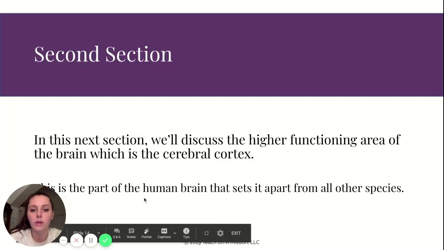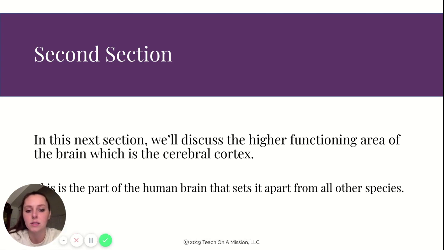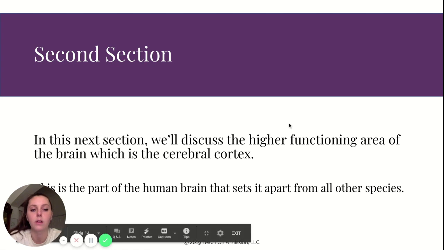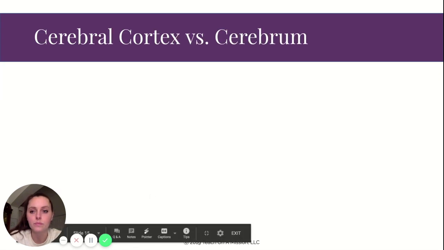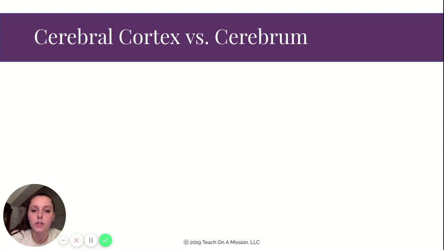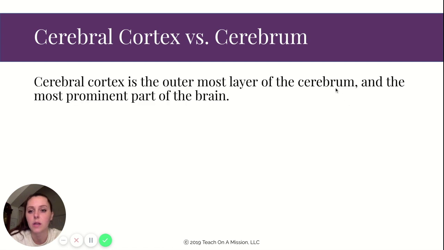So like I said before, we're going to be talking about the cerebral cortex in this video. This is the part of the human brain that sets us apart from all of other species. So let's talk about the difference between the cerebral cortex versus the cerebrum. You're going to see them both kind of interchangeably, but they are two different parts, so let's break them down.